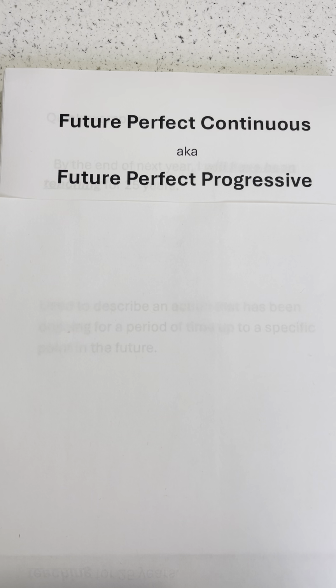Today we're going to talk about the future perfect continuous. Okay, so as I've mentioned in other videos, the name continuous is often referred to as progressive. So both names are the same tense, the future perfect continuous and the future perfect progressive. Again, whenever we see the word continuous in a verb tense, we know that the main verb will have the three letters ing on the end.